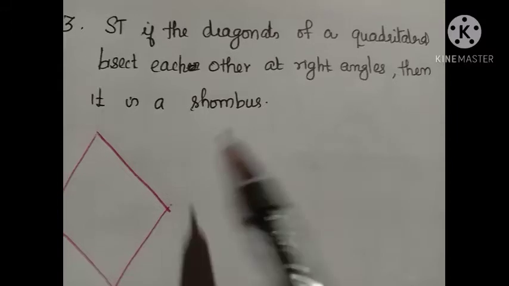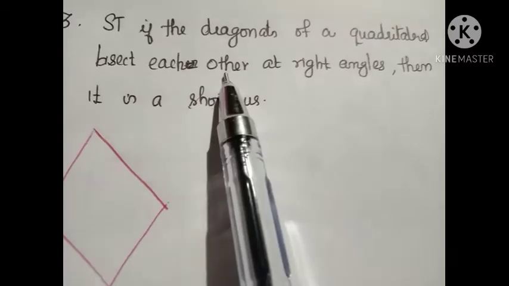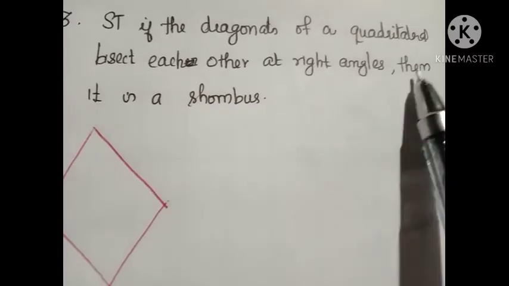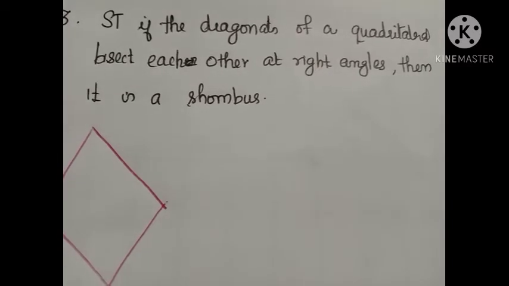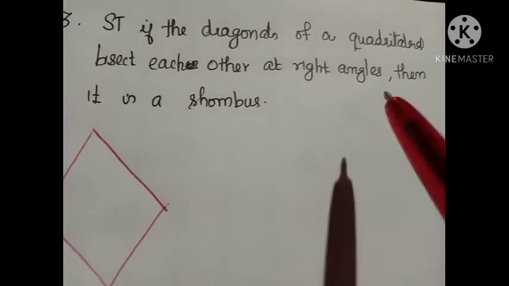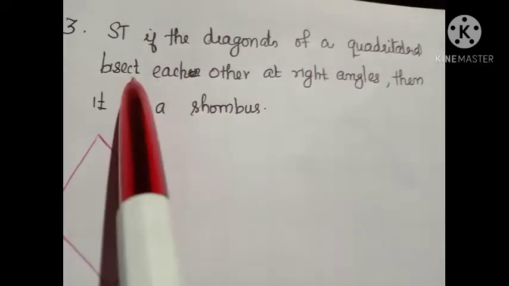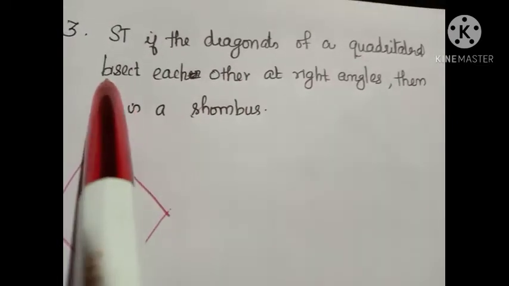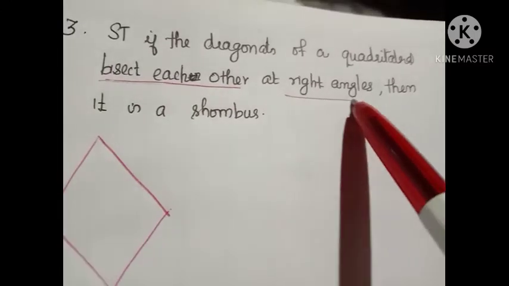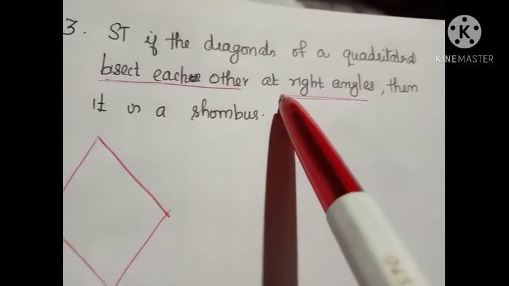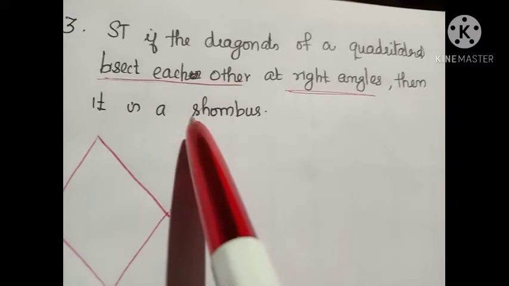Question number 3. Show that if the diagonals of a quadrilateral bisect each other at right angles, then it is a rhombus. See the question. There is a quadrilateral. If the diagonals of a quadrilateral bisect each other, this is one of the conditions. Diagonals bisect each other at right angles, then it is a rhombus.